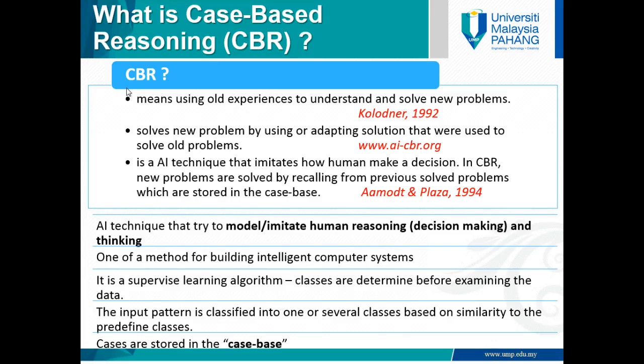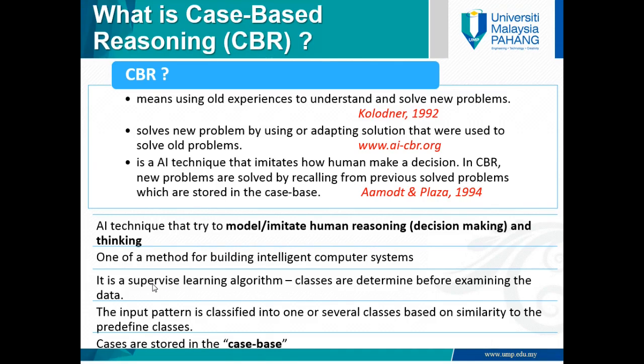So CBR does the same thing, where new problems are solved by recalling previously solved problems which are stored in the memory of a CBR. So CBR is learning from experience, where CBR is considered to be a supervised learning algorithm because it deals with a labeled dataset. Labeled dataset means data that contains an input and an output. Concerning CBR, it will have data containing the old cases along with their solutions.